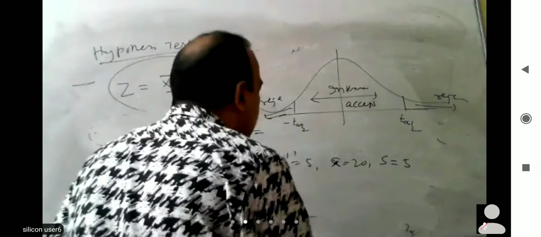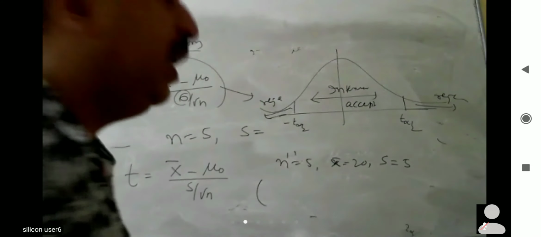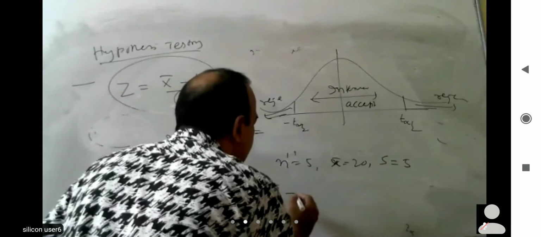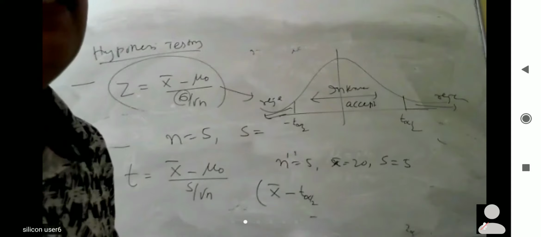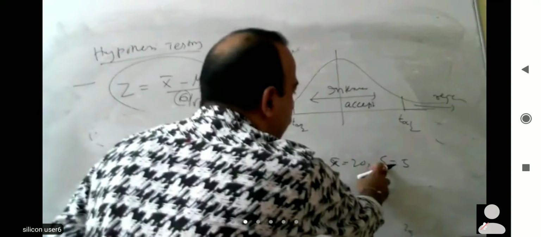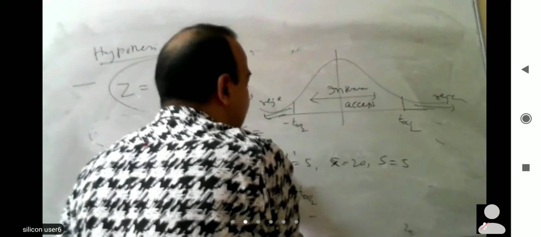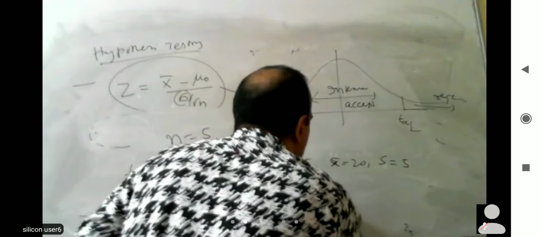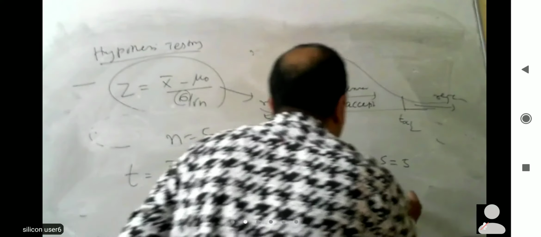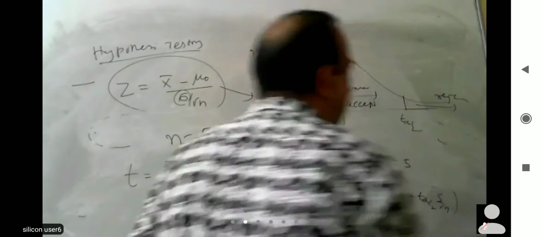Which formula will you apply? Yes, tell me the formula. Find the confidence interval of the mean. X bar minus T alpha by 2. Why T alpha by 2? Because it is two tails, sigma is unknown, and the sample size is very small. Then S by root n, so x bar minus T alpha by 2 times S by root n is less than mu, less than x bar plus T alpha by 2 times S by root n. Got it?